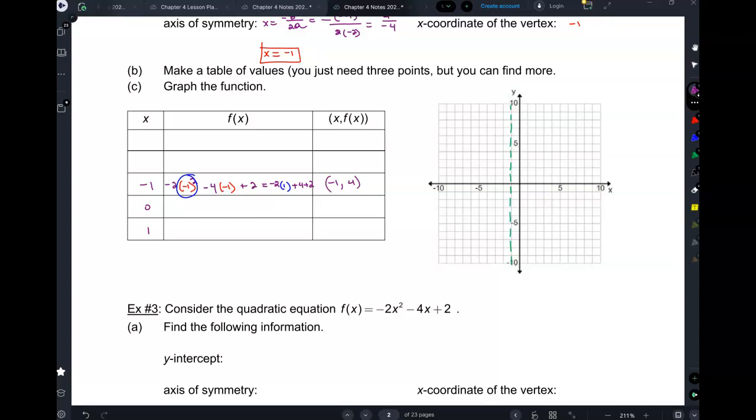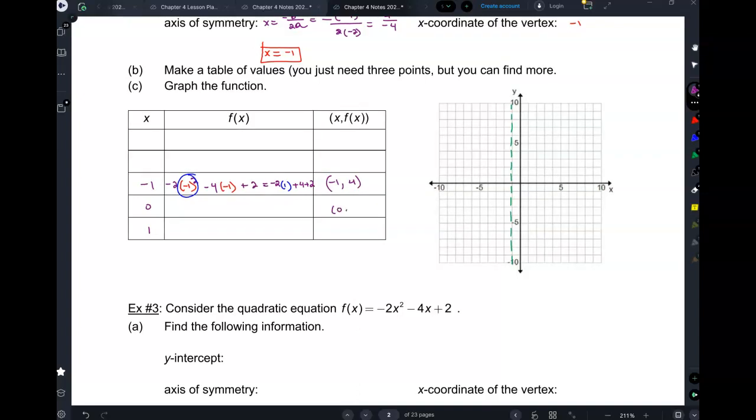All right, when you put in 0, what do you get? You get 2. So 0 comma 2. When we put in 1, it's negative 2 times 1 squared minus 4 times 1 plus 2, which is negative 4. So I get 1 comma negative 4.